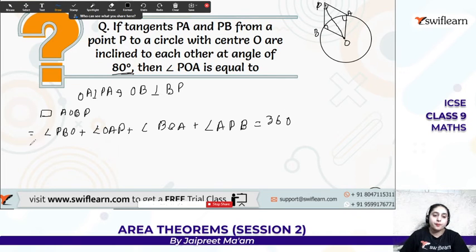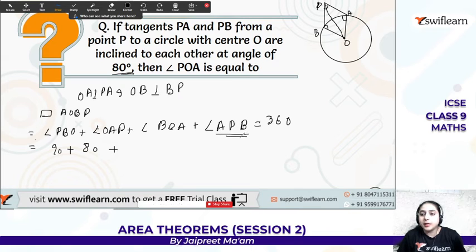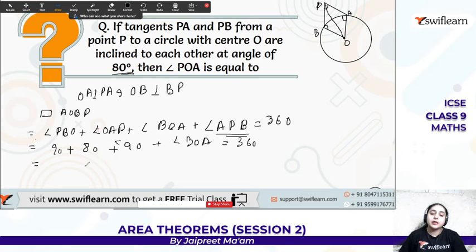Now we have to find out. Let's substitute the values. Angle PBO is 90, angle OAP is 90, angle APB is given 80 degree, and BOA we have to find out. So 90 plus 90 plus 80, 180 and 80 makes 260, right? Okay, so we have to find angle BOA. I'll write it again.